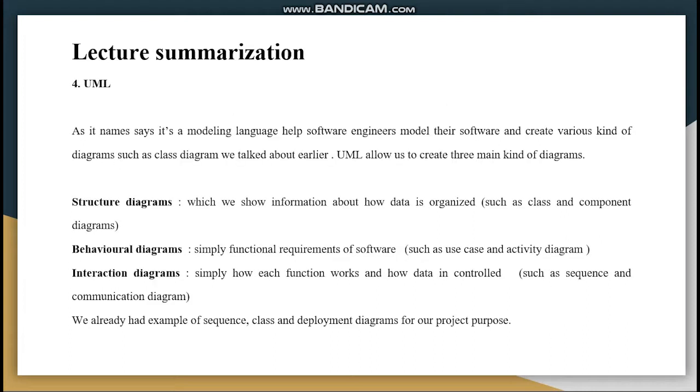Okay, next is UML. As the name says, it's a modeling language that helps software engineers model the software and create various kinds of diagrams, such as the class diagram we talked about earlier. UML allows us to create 3 main kinds of diagrams: structure diagrams, behavioral diagrams, and interaction diagrams. The first one is structure, which shows information about how data is organized. The behavioral diagram is simply the functional requirements of software. And interaction diagrams show how each function works and how data is controlled.